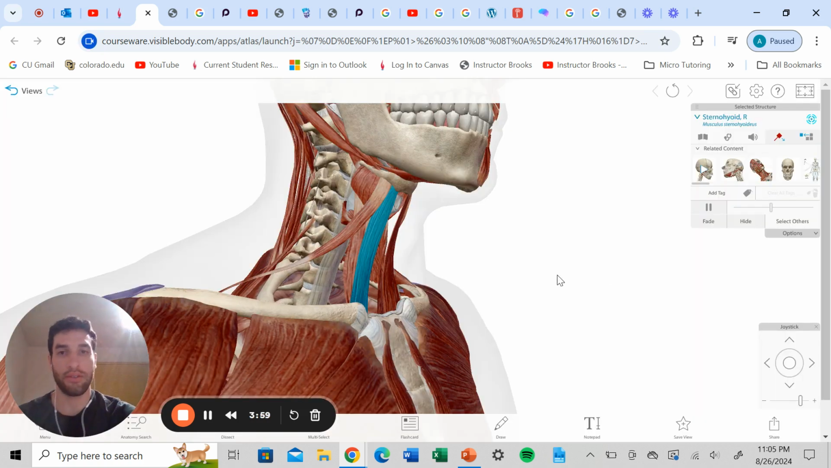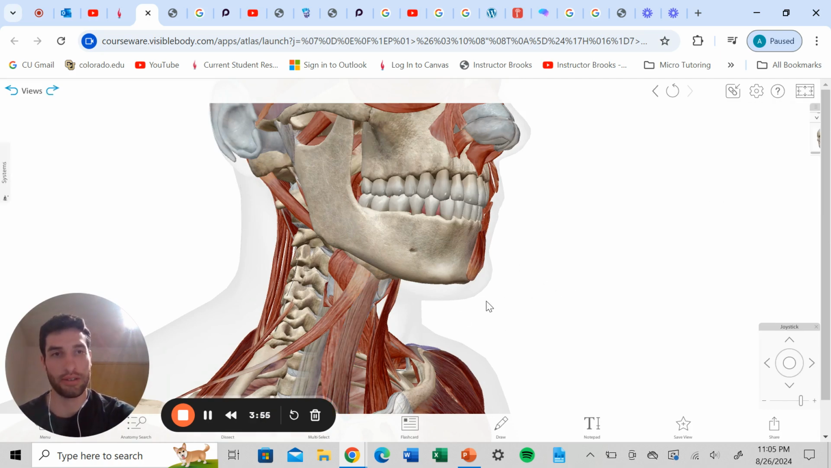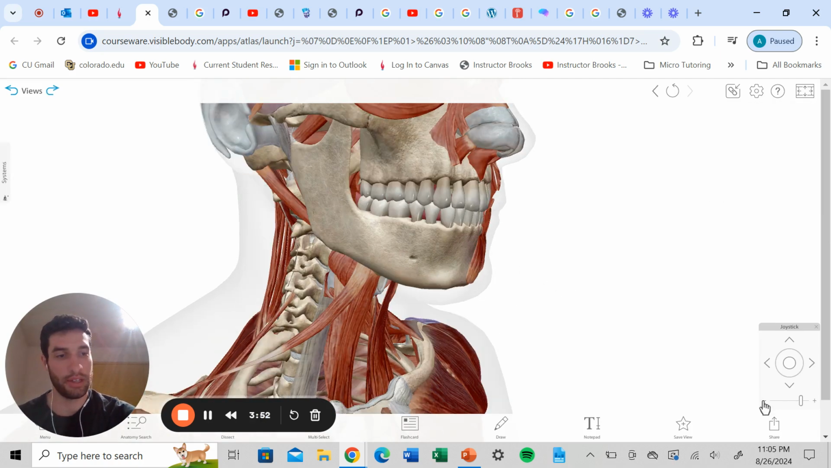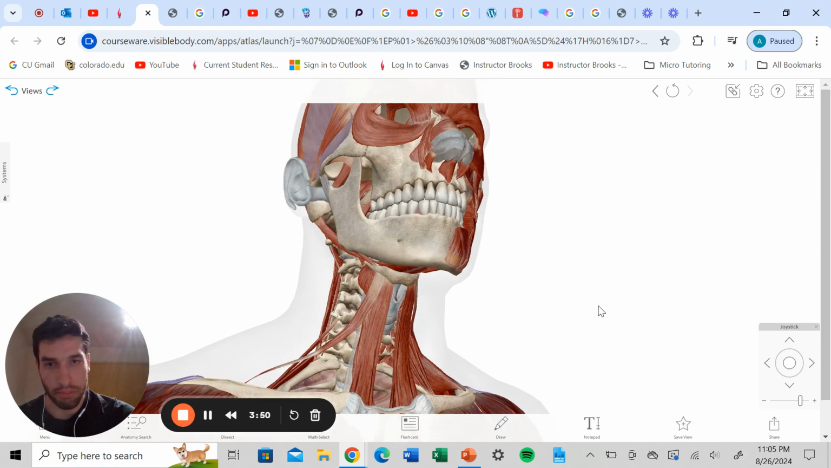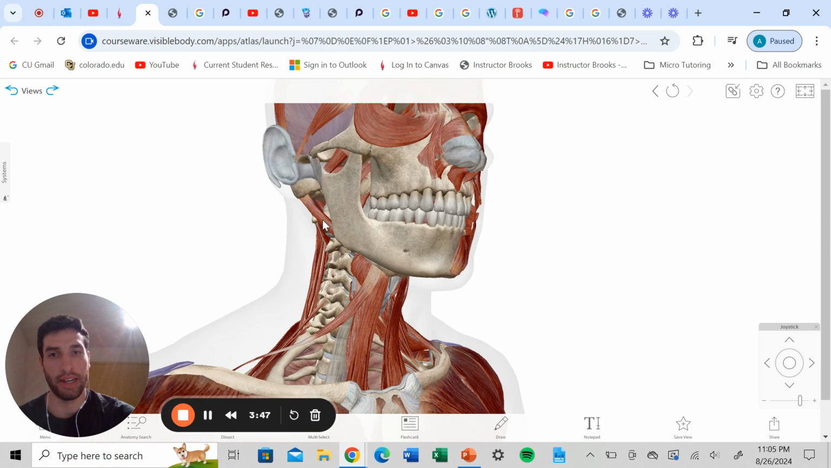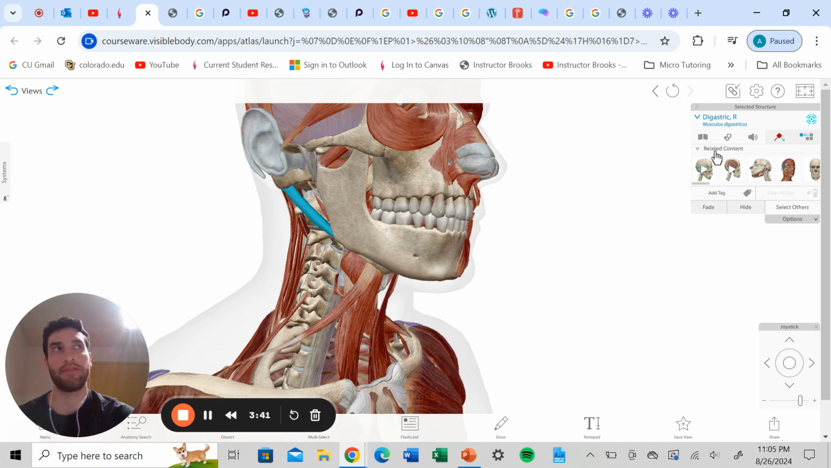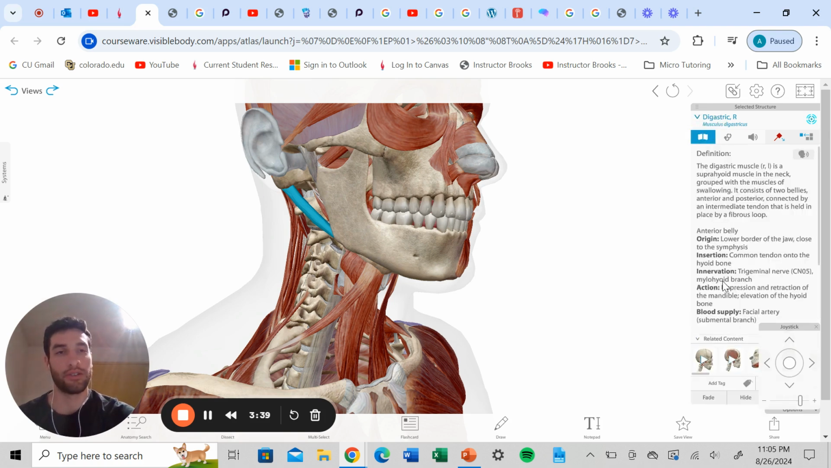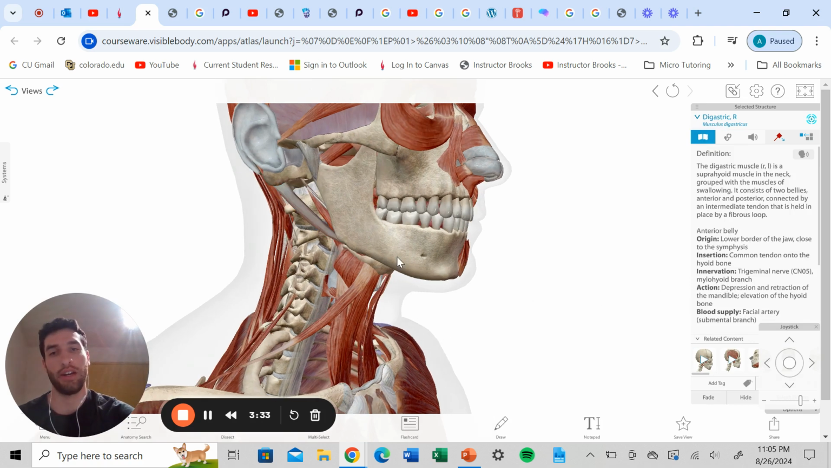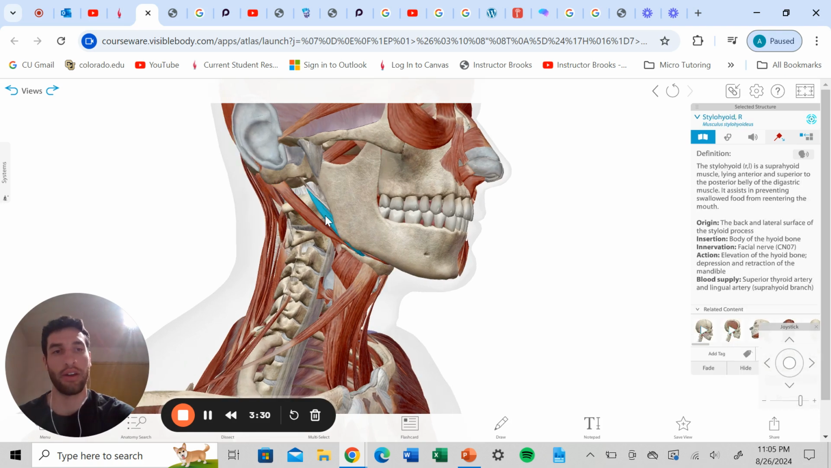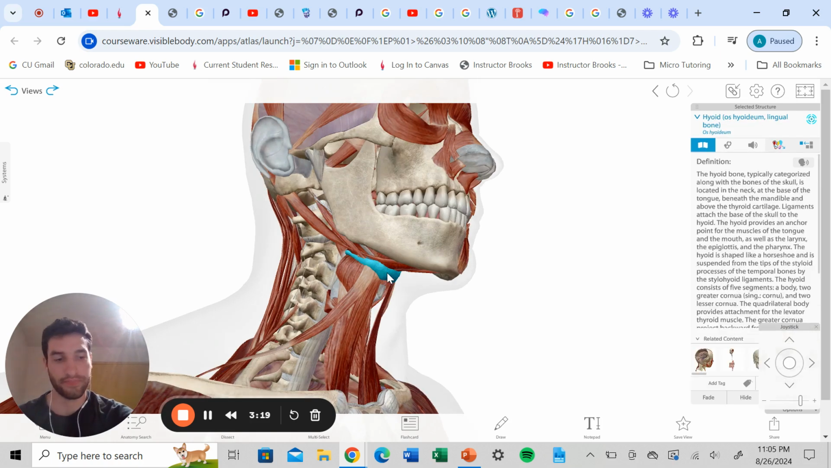All right. So looking at the suprahyoids, let's zoom out a little bit. So again, they're going to be above this hyoid bone. We'll have the digastric, which is highlighted here. And all of these muscles are going to have different origins. And so, for example, the digastric, this one is going to be at the lower border of the jaw. Then if we look at something like the stylohyoid, the origin is going to be at the styloid process back here. But the key thing is that they're all going to insert on the hyoid bone, which is right here.